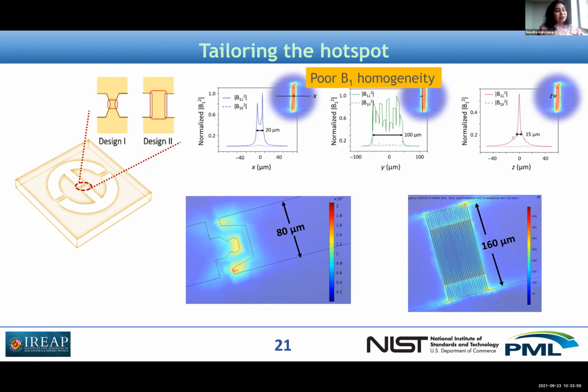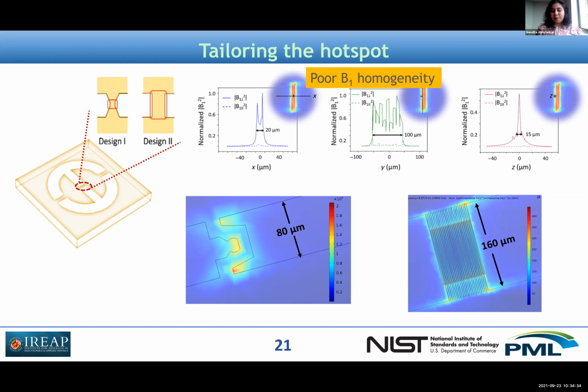And so there's a lot of flexibility in how you can design that hotspot. Over here, for example, I've placed a loop, and that spreads out the B1 and makes it more homogeneous. On the right side is an interdigitated design, and that also spreads out the B1 from an extent of 10 microns to an extent of about 100 microns. You can play around with these parameters to optimize your B1 and your B1 homogeneity.